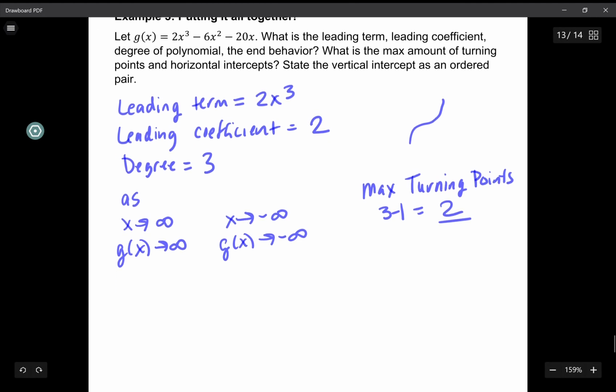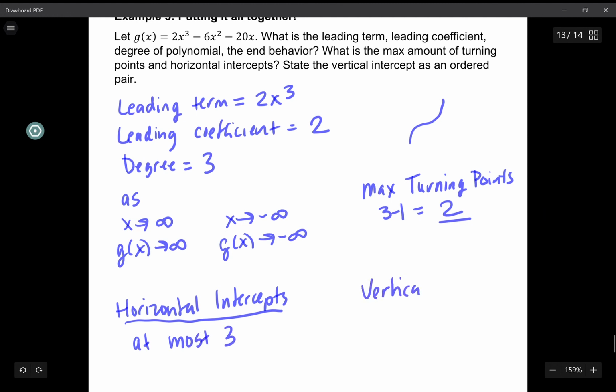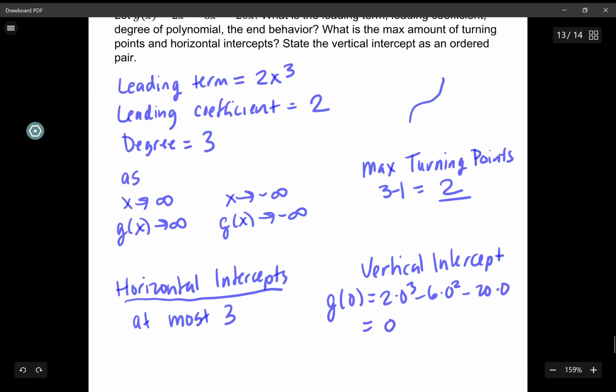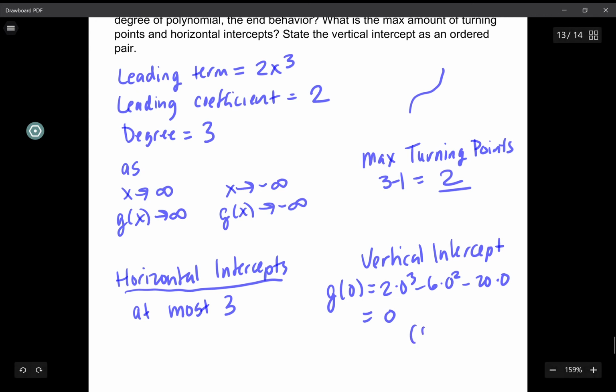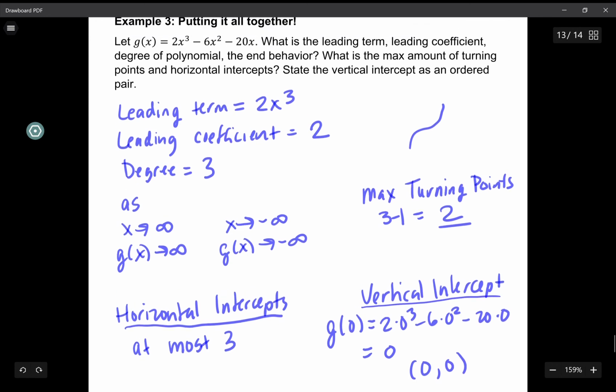What about horizontal intercepts? Remember that rule? Horizontal intercepts, that's equal to the degree. So it's going to have at most 3 horizontal intercepts. And vertical intercepts, I should say there's only one. Well, we find that by finding g at x equal to 0. So that's 2 times 0 cubed minus 6 times 0 squared minus 20 times 0. I can do this all in my head because that's 0. So the vertical intercept is x equals 0, y equals 0, (0, 0), which is actually conveniently also a horizontal intercept.